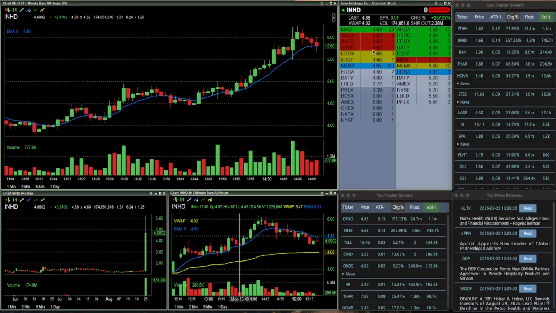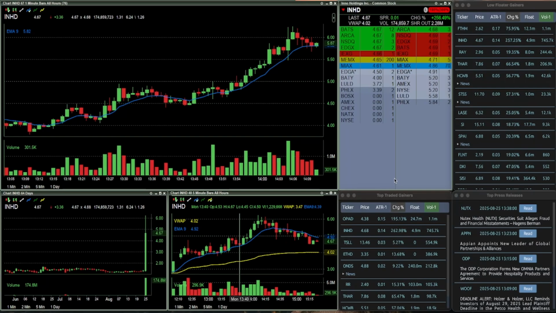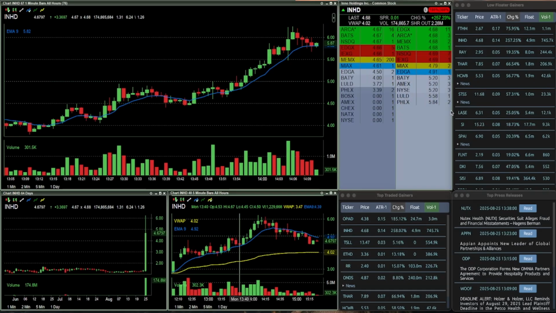Now, the level 2, you see this line right in the middle, it splits it. Here on the left, you have the bid. These are the buyers. On the right, from right here over, are the ask. That's the sellers.